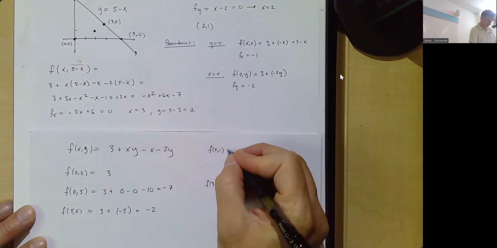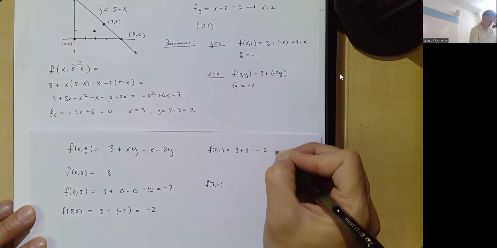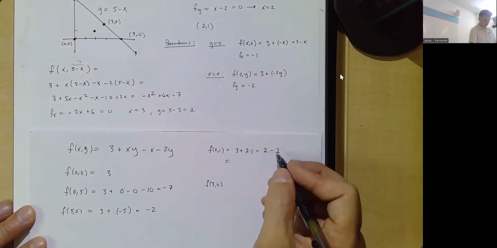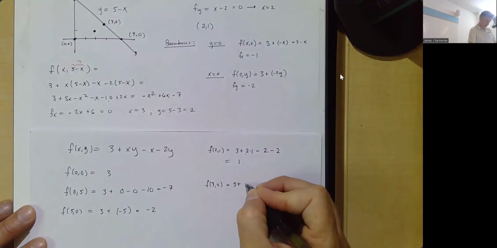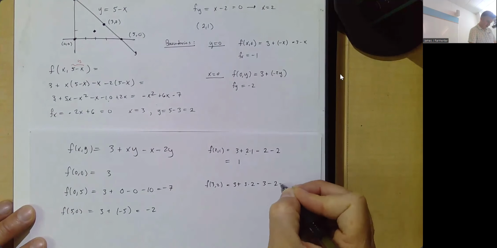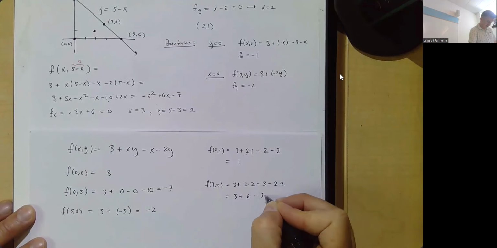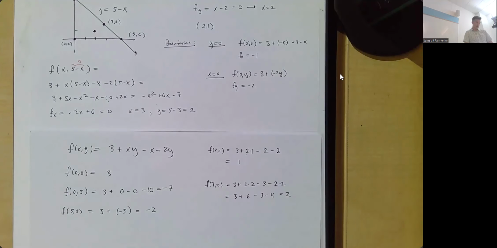F of 2, 1 is going to be 3 plus 2 times 1 minus 2 times 1, which is 5 minus 4, which is 1. F of 3, 2 is going to be 3 plus 3 times 2 minus 3 minus 2 times 2. That's going to be 3 plus 6 minus 3 minus 4. It's looking like 2. And now we just have to look at these numbers and see which is the biggest. It looks like it's 3.